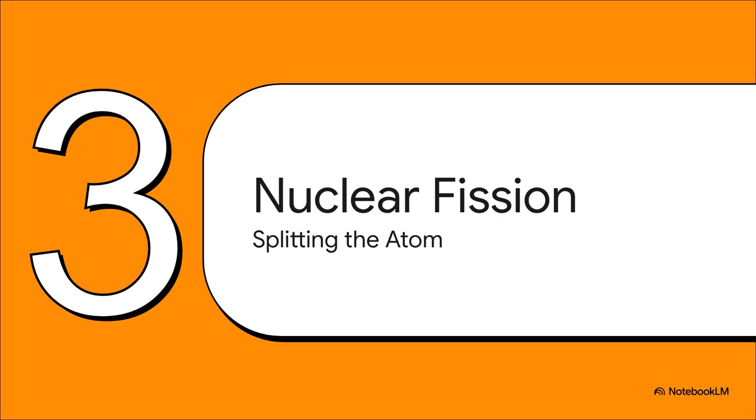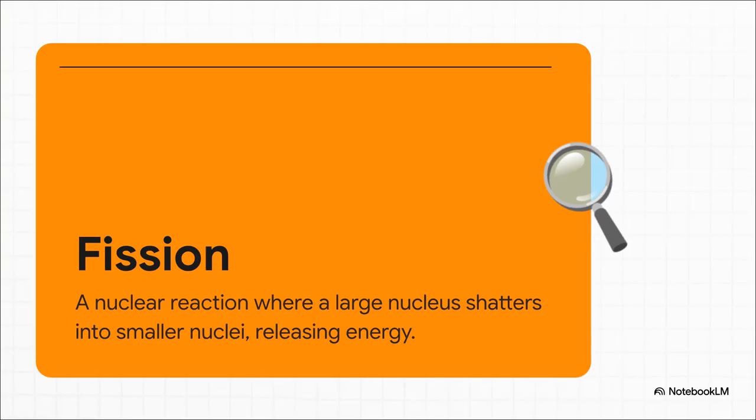Well, the first method humanity discovered was basically by breaking things apart, a process called nuclear fission. Fission is pretty much exactly what it sounds like, splitting something. You take a big, heavy nucleus like uranium-235, you hit it with a neutron, and it becomes really unstable. It shatters into smaller elements, and when it does, it releases more neutrons and a huge burst of energy. And then, those new neutrons can go on to hit other uranium atoms, creating a chain reaction.